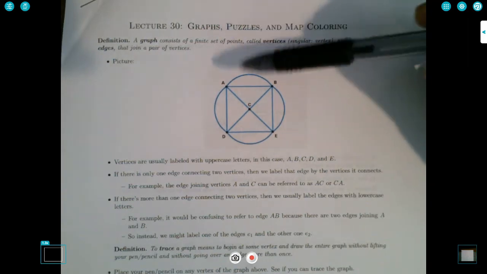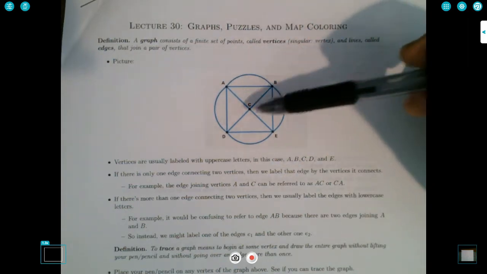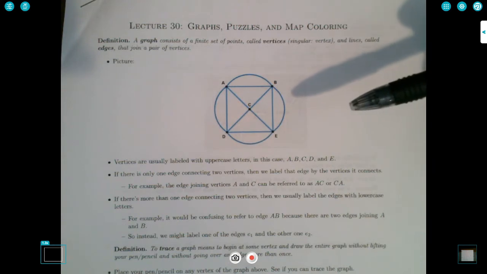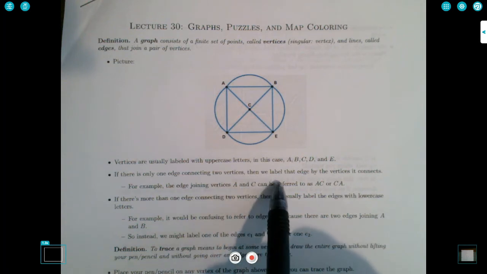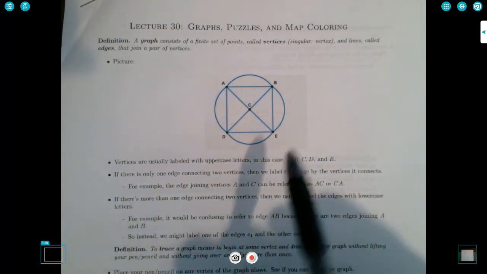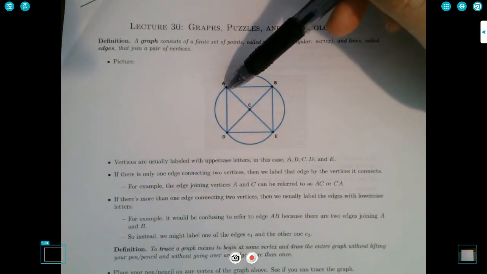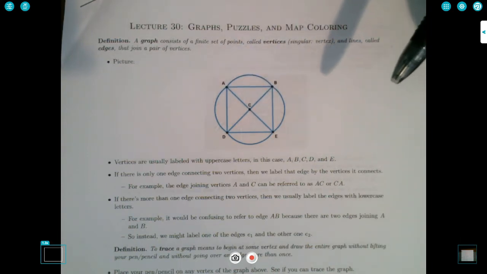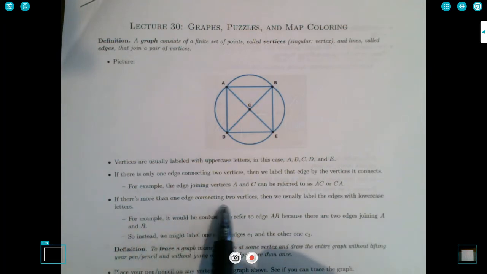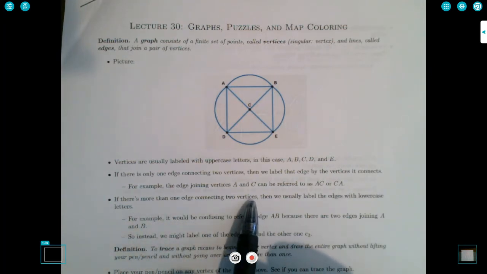As you can see, we normally label the vertices with capital letters, in this case A, B, C, D, E. And if there's only one edge connecting 2 vertices, then we can label that edge by the vertices that it connects. So for example, this edge here that connects vertex A to vertex C can just be referred to as AC or CA, whichever way, it doesn't matter. However, if there's more than one edge connecting 2 vertices, then it would be confusing to call that edge by the vertices that it connects because it would be ambiguous as to which one you're talking about, right?